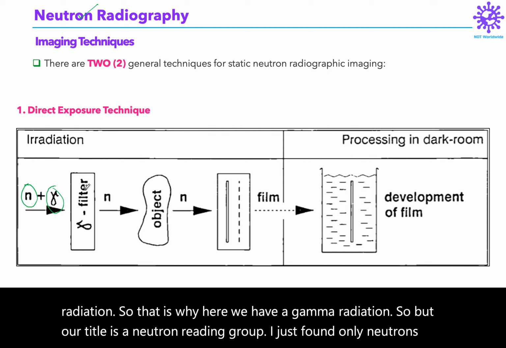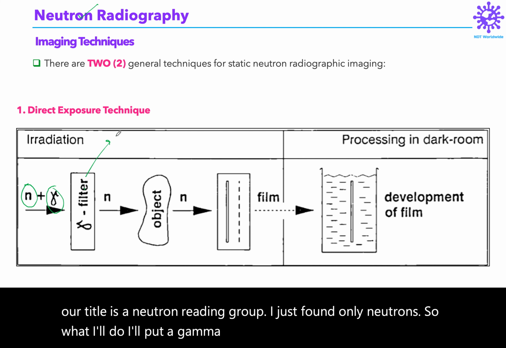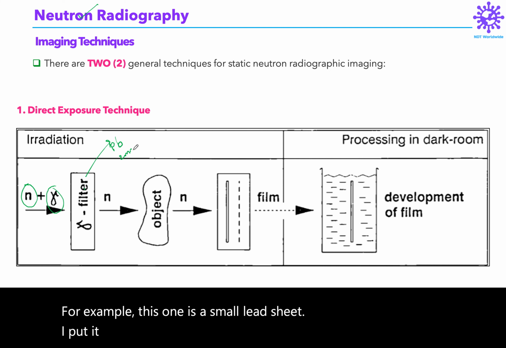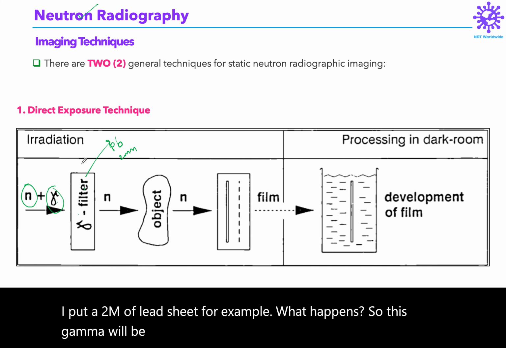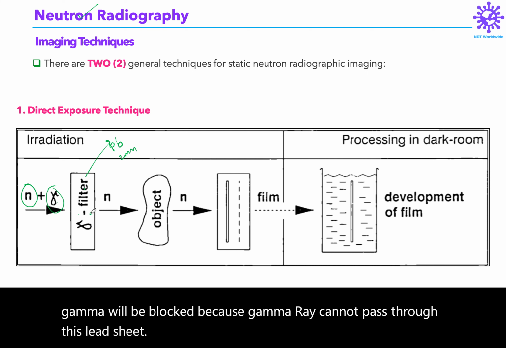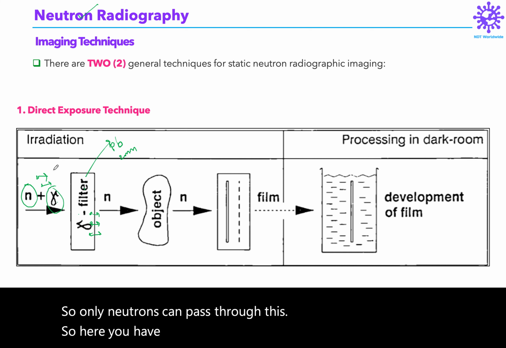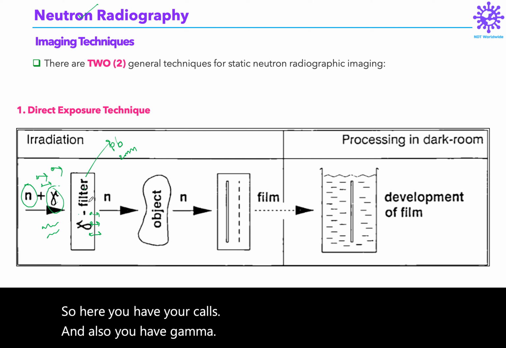So what I'll do, I'll put a gamma filter. For example, this one is a small lead sheet. I put a 2 mm lead sheet, for example. What happens? The gamma will be blocked because gamma ray cannot pass through this lead sheet. So only neutrons can pass through this. So here you have neutrons and also you have gamma. But gamma will be blocked and you are getting only neutrons.